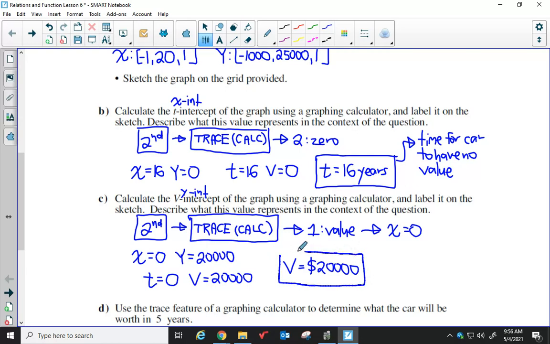Okay, that's the y-intercept. And then it says, what does this mean in the context of the question? Well, when the time is 0, that's actually the original price of the vehicle. So this is the original price, the original price before any depreciation has begun to occur.